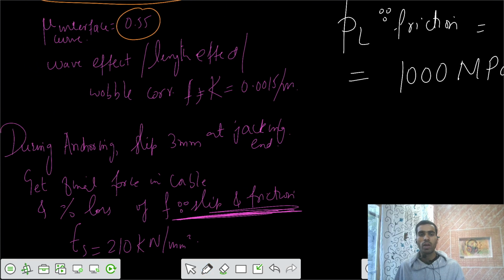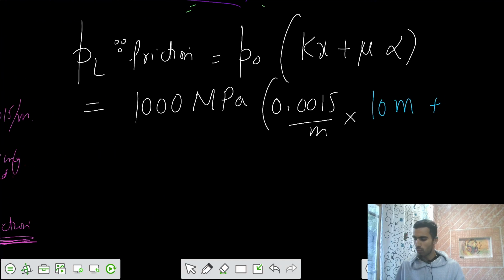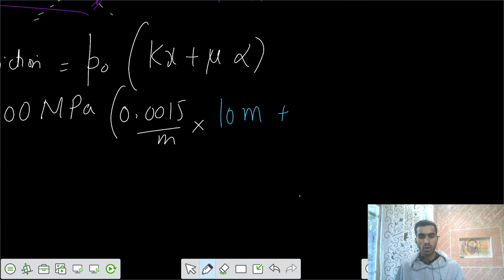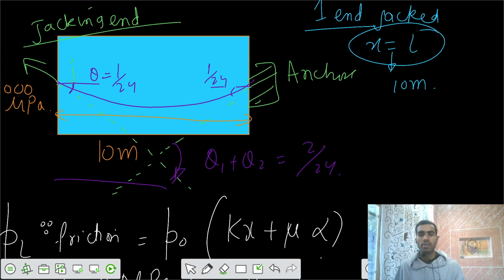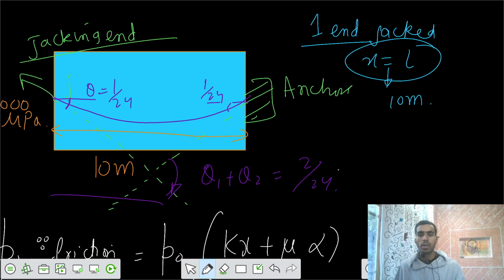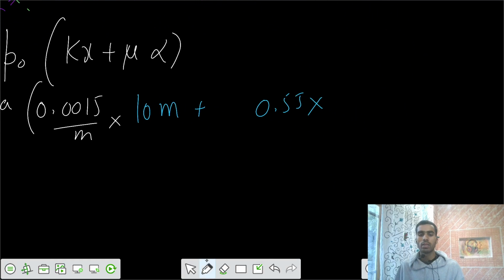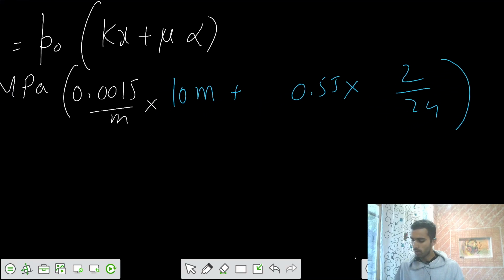Mu value is given to you, 0.55. I would take that as 0.55 into alpha. Your value of alpha for this condition, if one of the ends is jacked, becomes theta 1 plus theta 2. So that is actually 2/24. We can have that 2/24, so I can solve that. Everything is perfect. That is the total change of slope from end to end.